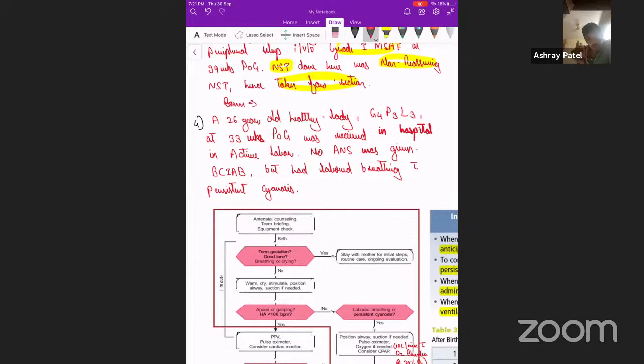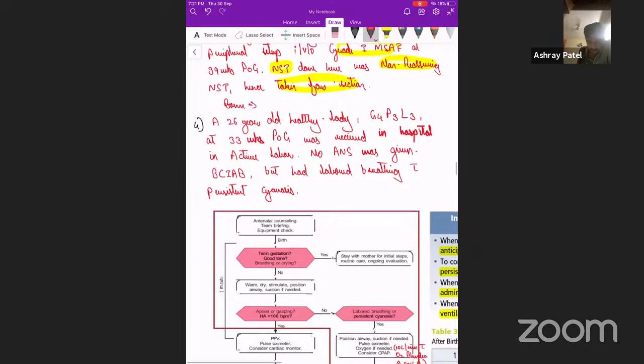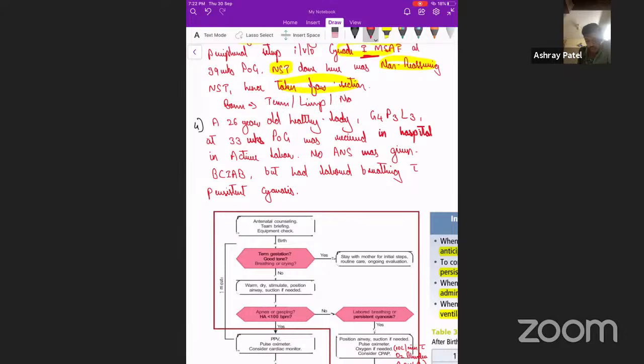We know that the amniotic fluid is not clear, it is already meconium stained, so one risk factor is already present. It is a term baby, it is limp, and no spontaneous efforts are there. Now what do we do?